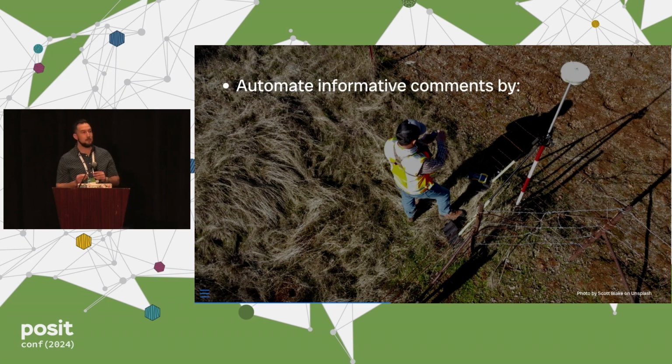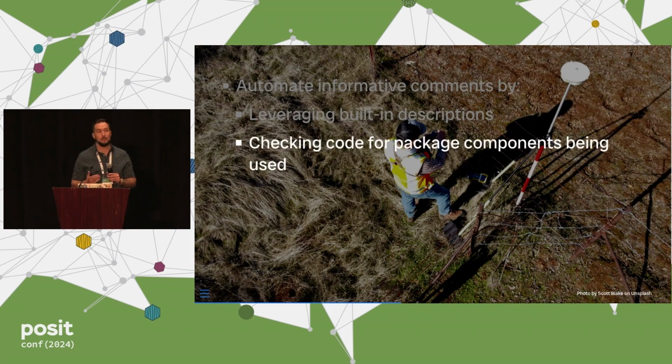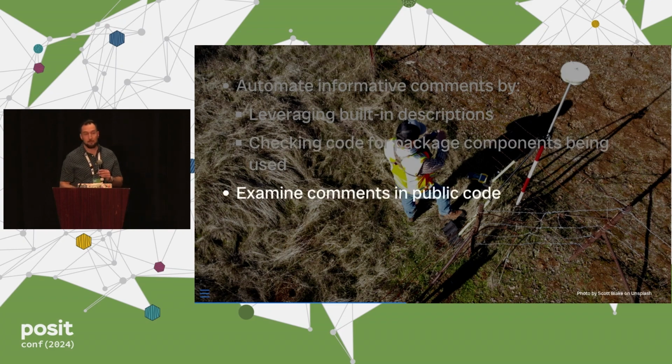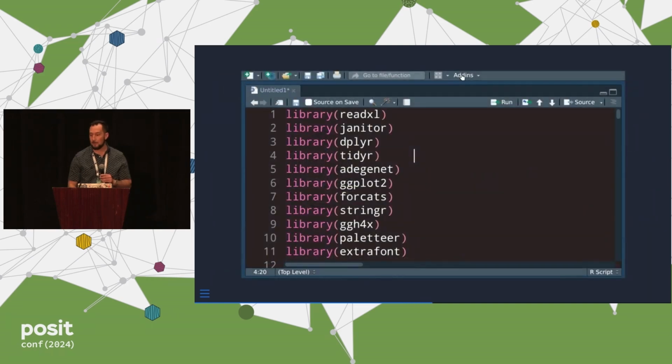So what I did was to develop some tools that can build these comments, either by pulling information from package descriptions or just checking a script to see how the different package elements are used. And after that, I wanted to examine comments in public code to see if people are doing more or less this overall. So here's the tool I built for this. It's the annotater R package. It can add various bits of information to library load calls. So let me just show you.